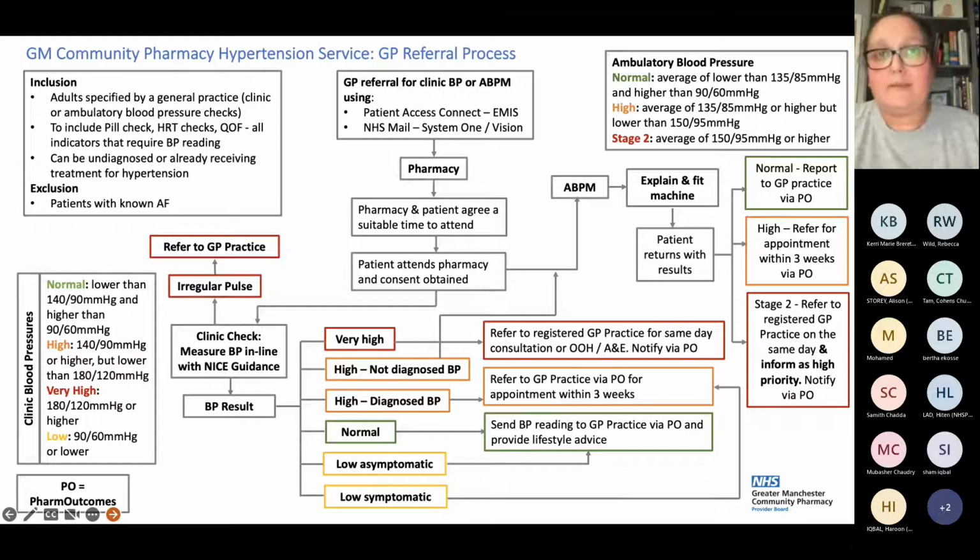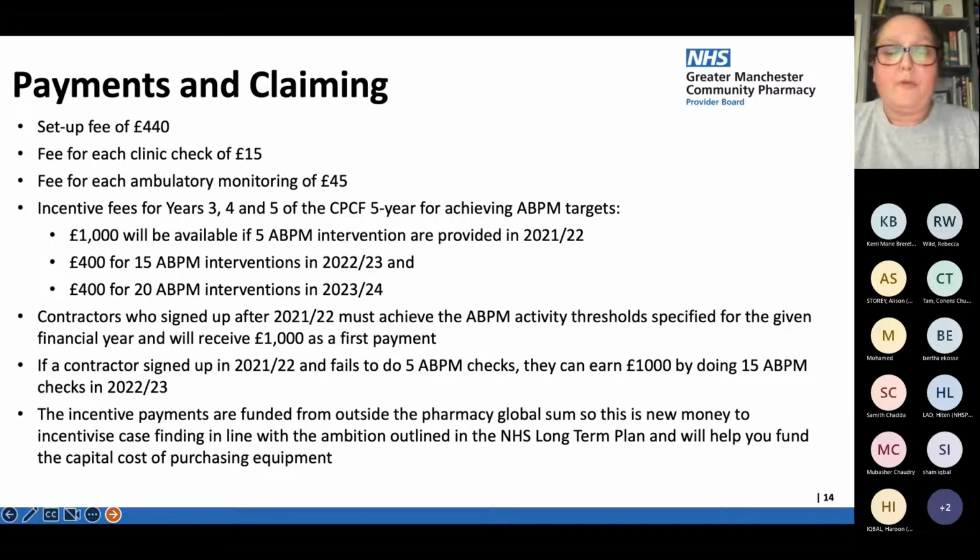But what it does is summarise the process for general practice referrals and the pathway that patients will take depending on the results. So please do have a look at it and share it with your local GPs. So, the last few slides before we start getting into the Q&A.